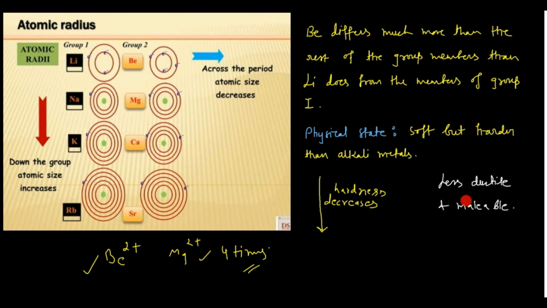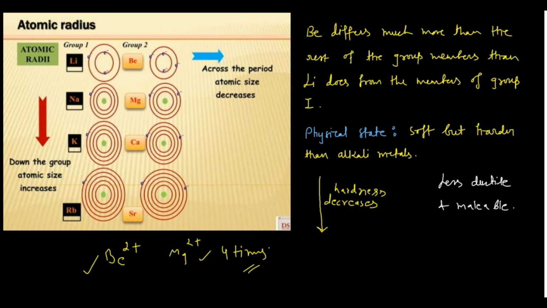Malleable means you can hammer that particular metal to convert it into sheets. That is the malleable character. So the ductility as well as the malleability is a little bit on the lower side, as they are a little bit harder when compared to the group 1 metals, and this hardness decreases as we go down the group. So this is something very important.